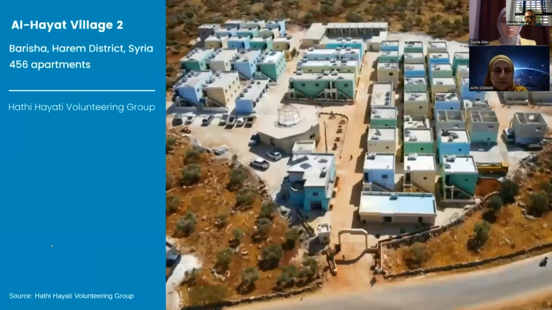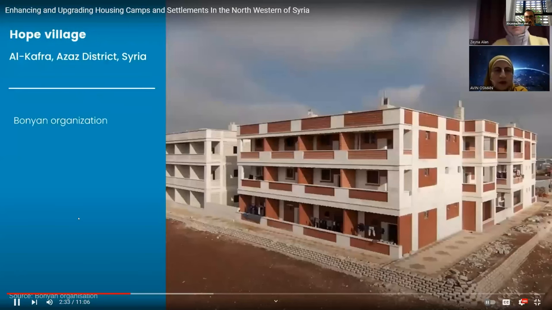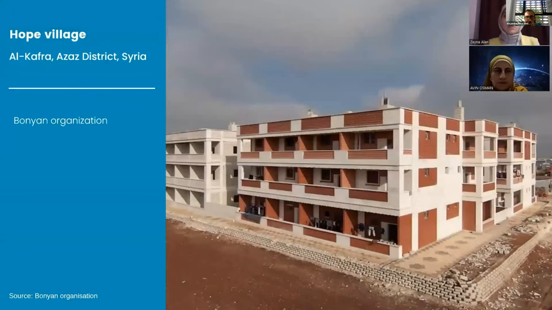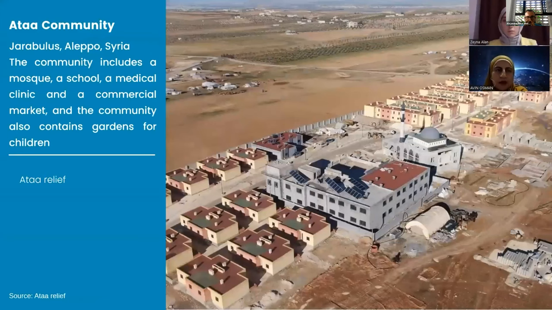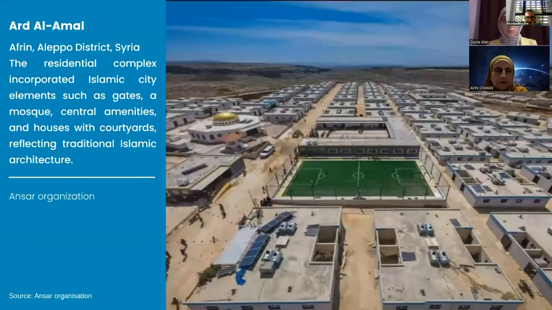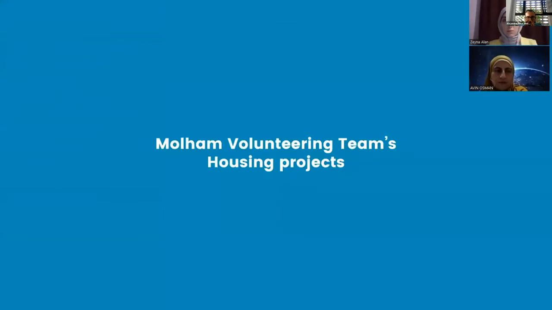They talk about some projects: Al-Hayat Village, Lifeline Village, Hope Village, Ata Community, Al-Ard Al-Amal, and Zaina will talk about Mulham volunteering team housing projects.